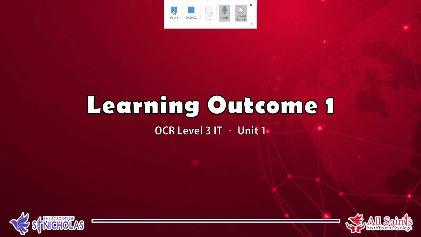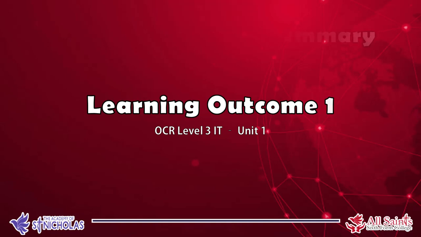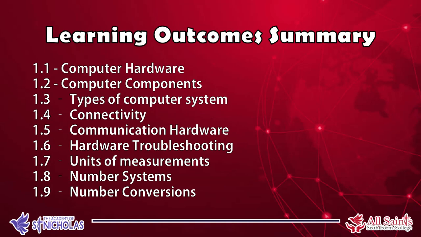Okay, so within this video, we're going to go through learning outcome 1 for the OCR Level 3 IT, Unit 1. Inside of this, we're going to work through 1.1 to 1.7. 1.8 and 1.9 we'll be going through in a separate video, because they are numbering systems, binary and hexadecimal.